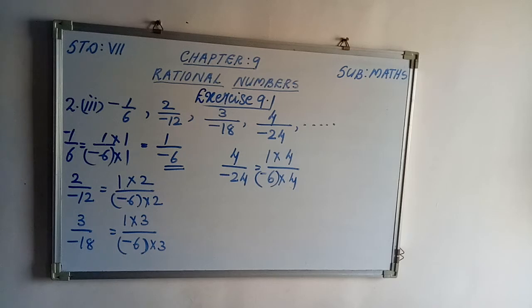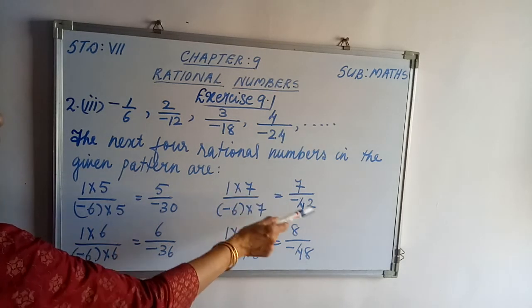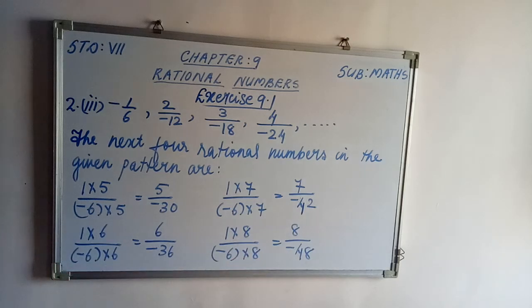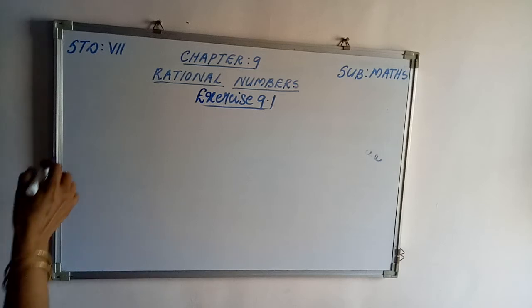So what will be the next 4 rational numbers in this given pattern? We can see the next 4 rational numbers in the given pattern are 5 upon minus 30, 6 upon minus 36, 7 upon minus 42 and 8 upon minus 48. We can try the next question in the same method. Now question 3.